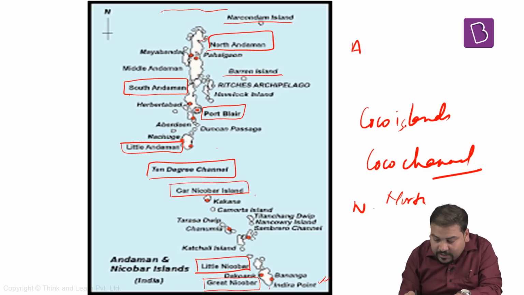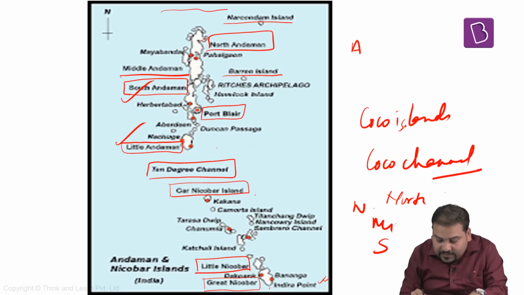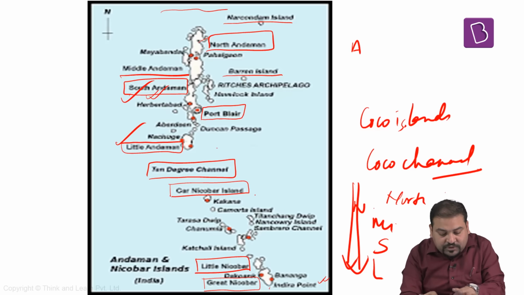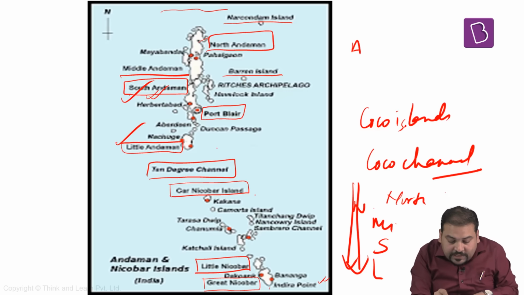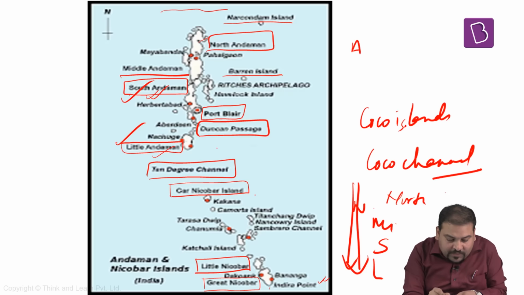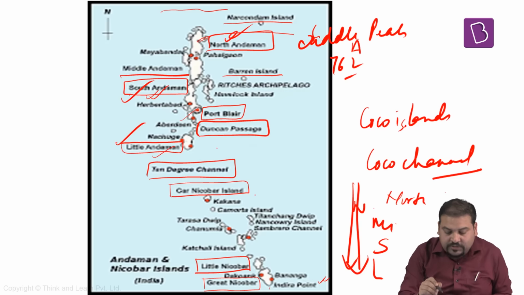Remember always how to arrange this. That is North Andaman at the north, then comes your Middle Andaman, then comes your South Andaman, lastly Little Andaman. So remember the order in which they are moving. South Andaman is the most populous area, where the majority of the population of this island is there. Another thing you can see here is Duncan Passage, which separates Little Andaman from Great Andaman. The highest peak of this UT is Saddle Peak, which is around 762 meters and in North Andaman.